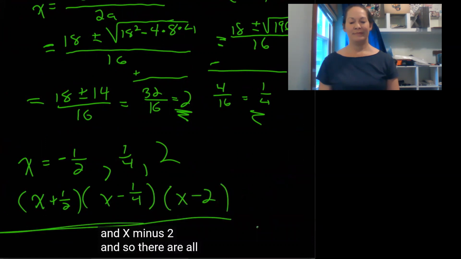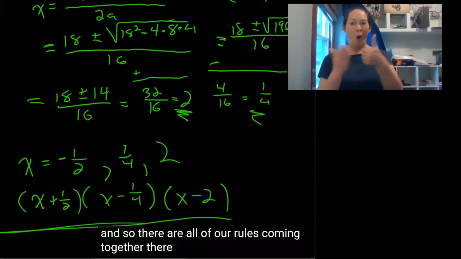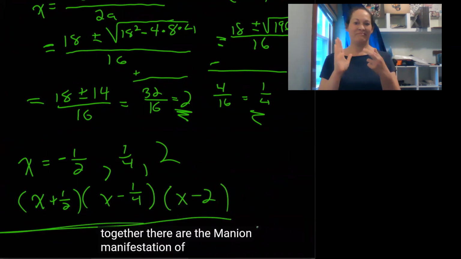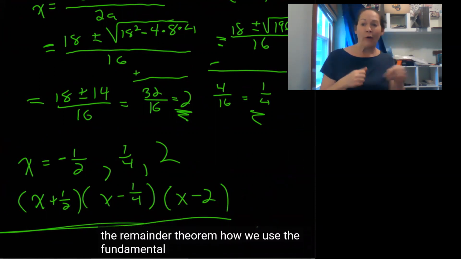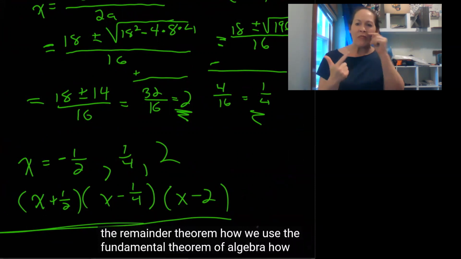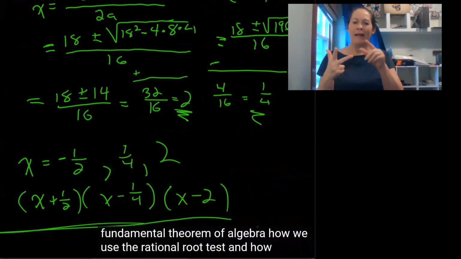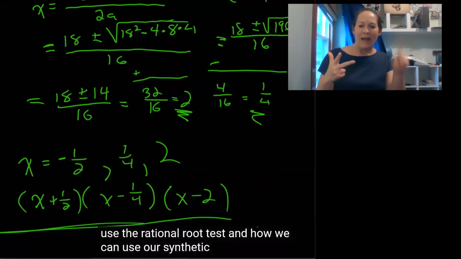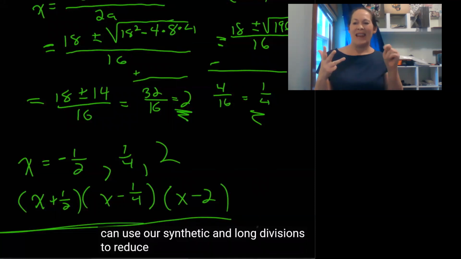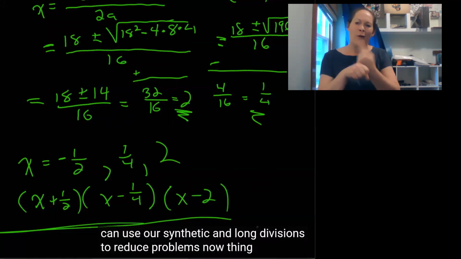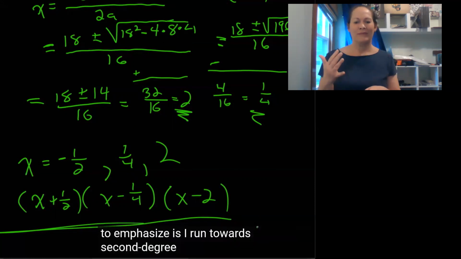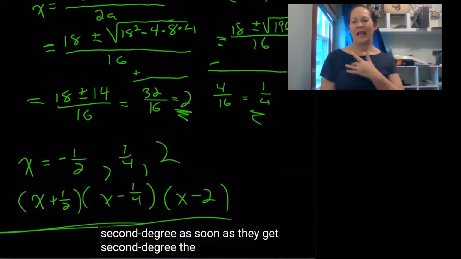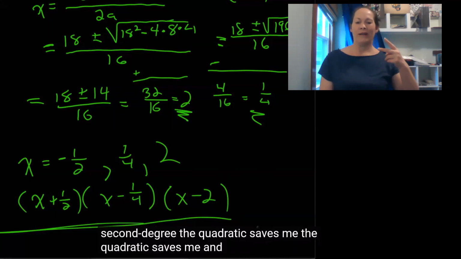And so there are all of our rules coming together, and there are the manifestations of these rules. How we use the remainder theorem, how we use the fundamental theorem of algebra, how we use the rational root test, and how we can use our synthetic and long divisions to reduce problems. Now, the thing I am going to emphasize is I run towards second degree. As soon as I get second degree, the quadratic saves me. The quadratic saves me. And so I don't keep breaking things down.